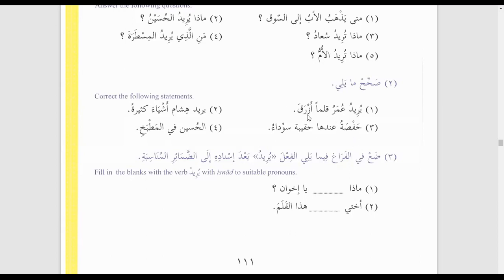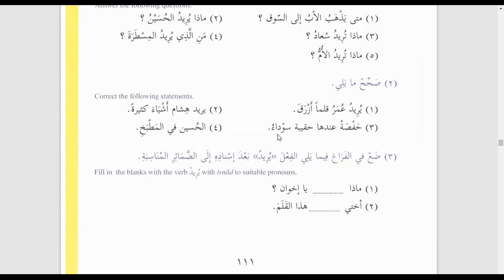Okay, you read. Umar wants a blue pen. No, he wants a red pen. So yuridu Umaru qalaman ahmar. He wants a red pen. Yuridu Hishamun ashya'a kathiratan. Hisham wants a lot of things. Does he? It was an answer to a question, right? He doesn't want. Ma yuridu Hishamun ashya'a kathiratan. Yeah, he doesn't want a lot of things.